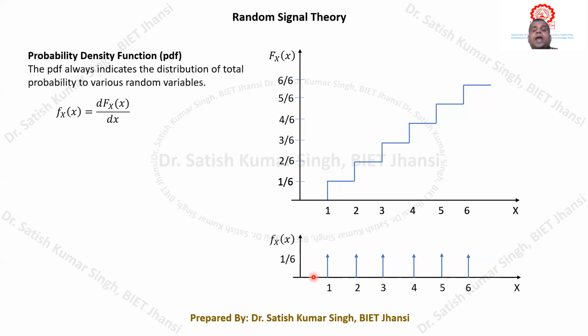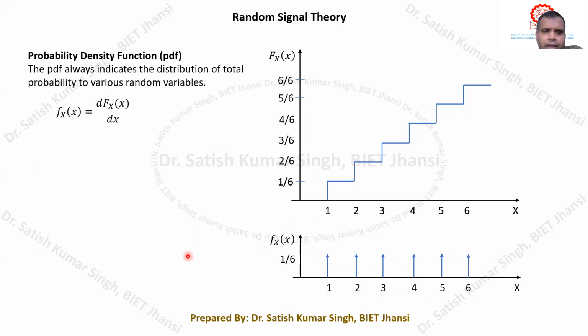Now try to understand what this represents. This represents the distribution of the probability among all the possible outcomes. These are all the possible outcomes, and this f_X(x) represents that all the outcomes are equiprobable, and the probability is equal to 1/6. Basically, this represents how the total probability 1 is going to be distributed among all the random variables.